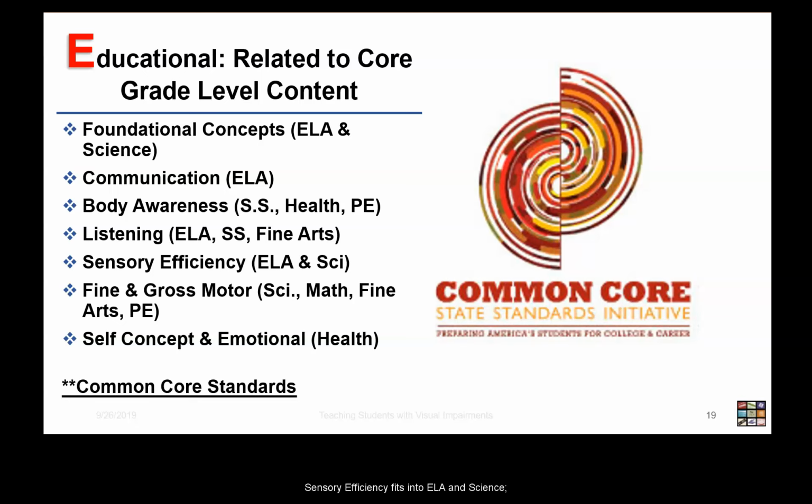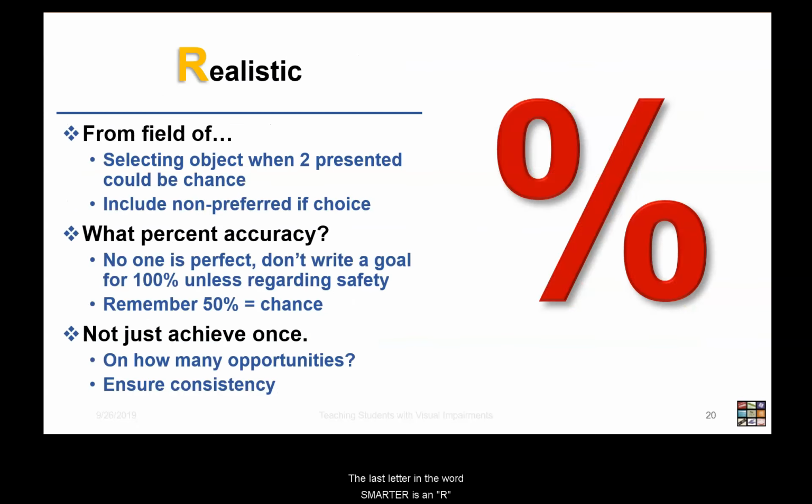Sensory efficiency fits into ELA and science. Fine and gross motor fits into science, math, fine arts, and PE. And self-concept and emotional fits into health. The last letter in the word SMARTER is an R for realistic. For a goal to be realistic, it must be feasible for the student to achieve. This really goes hand in hand with whether the goal is achievable.